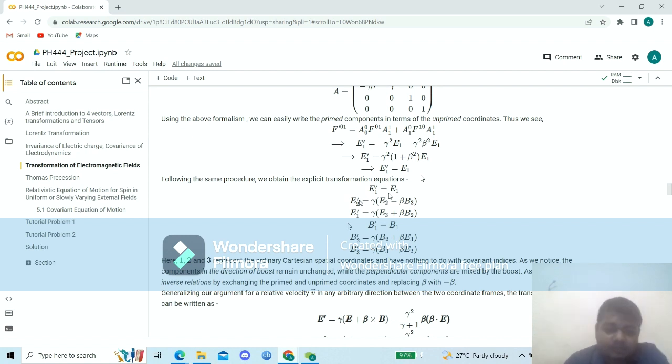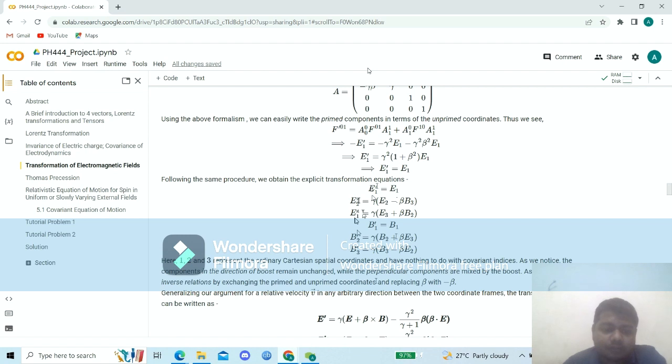Again, we get E3 prime. Here, a very trivial mistake. So it's going to be E3 prime. And again, we see that B1 prime is basically unchanged. It's equal to B1. B2 prime is again a mixture of B2 and E3, and B3 prime is a mixture of B3 and E2. So we notice that the components in the direction of boost remain unchanged, and this is quite obvious and very intuitive.